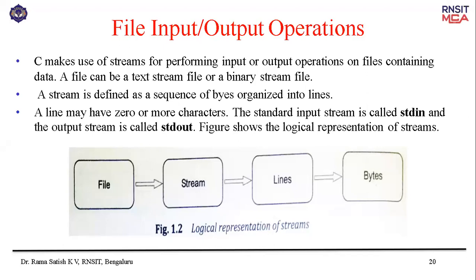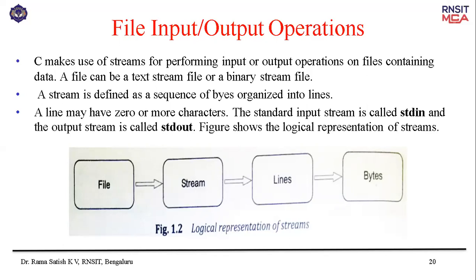And what is a stream? A stream is nothing but a sequence of data, a binary sequence of data, or a sequence of bytes organized into lines. A continuous flow of data, a continuous stream of data, we call a stream. A stream is a collection of many lines, and each line contains characters. A line may have zero or more characters, of course.